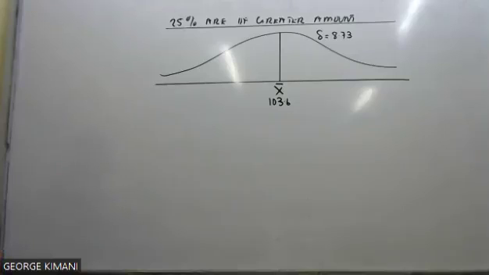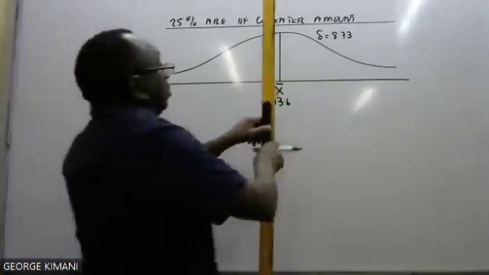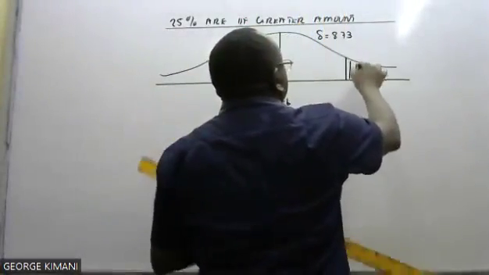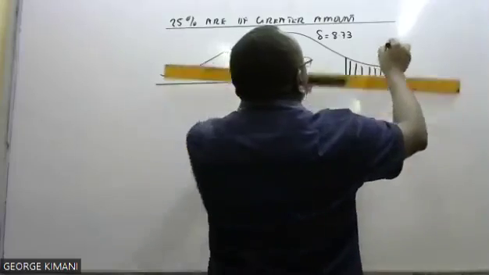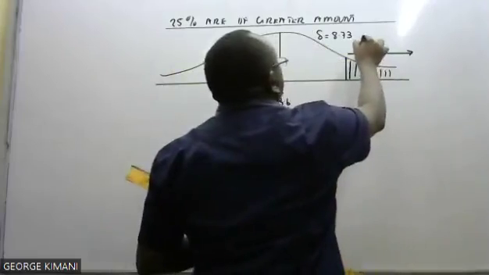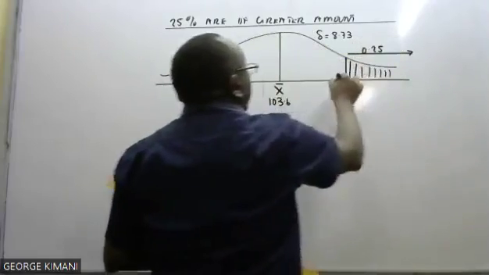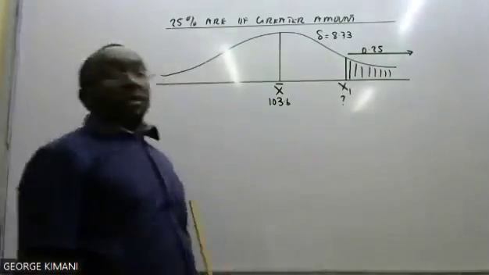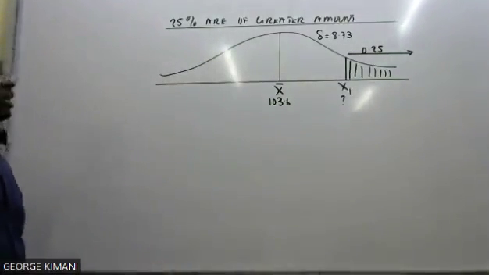When you are told greater, which side is that? This side. So here we want this greater area to be 25%, so this one is 0.25. This X1 here is what we do not know. I mean the X that is unknown.